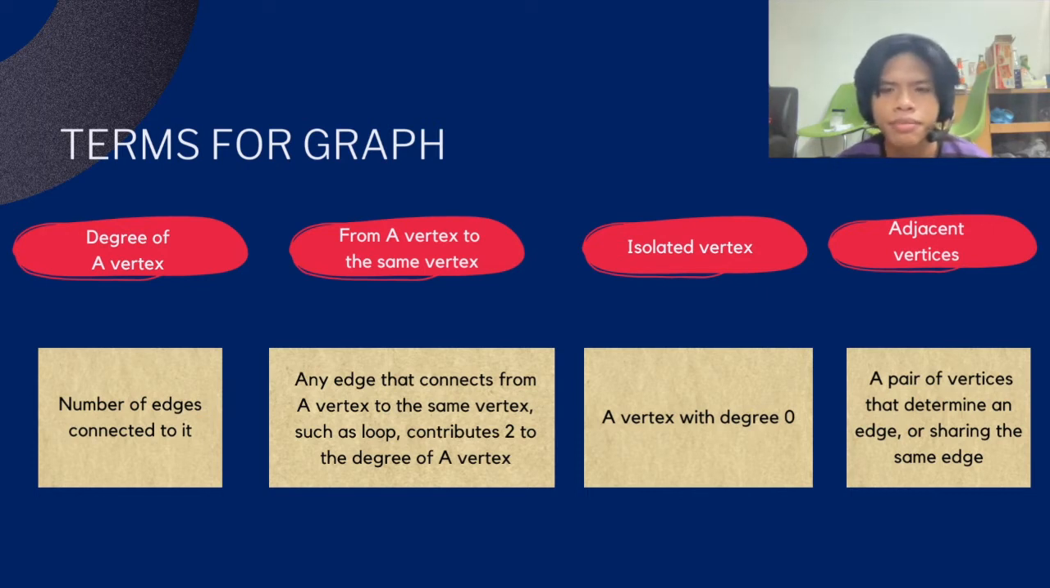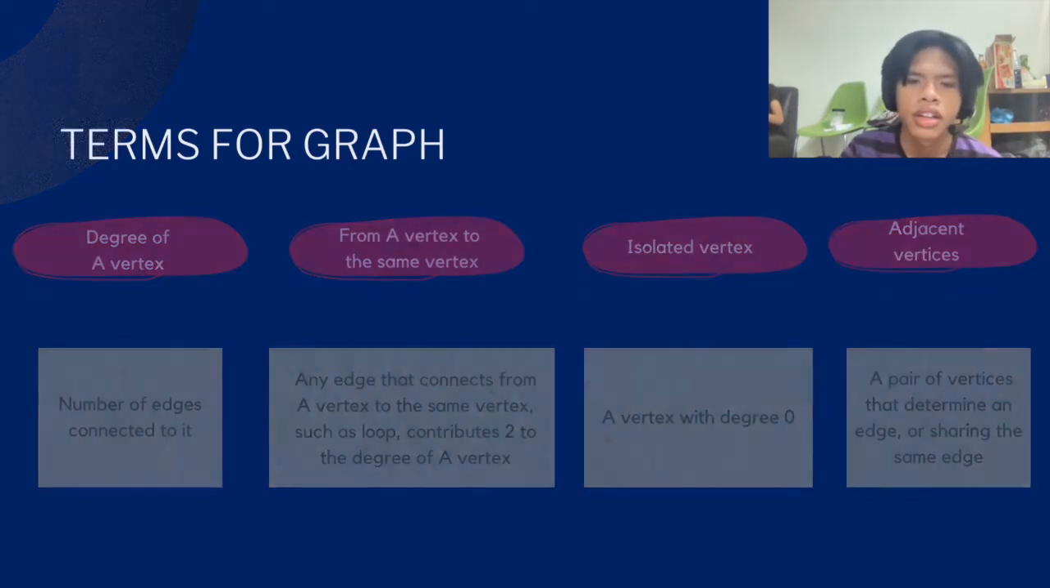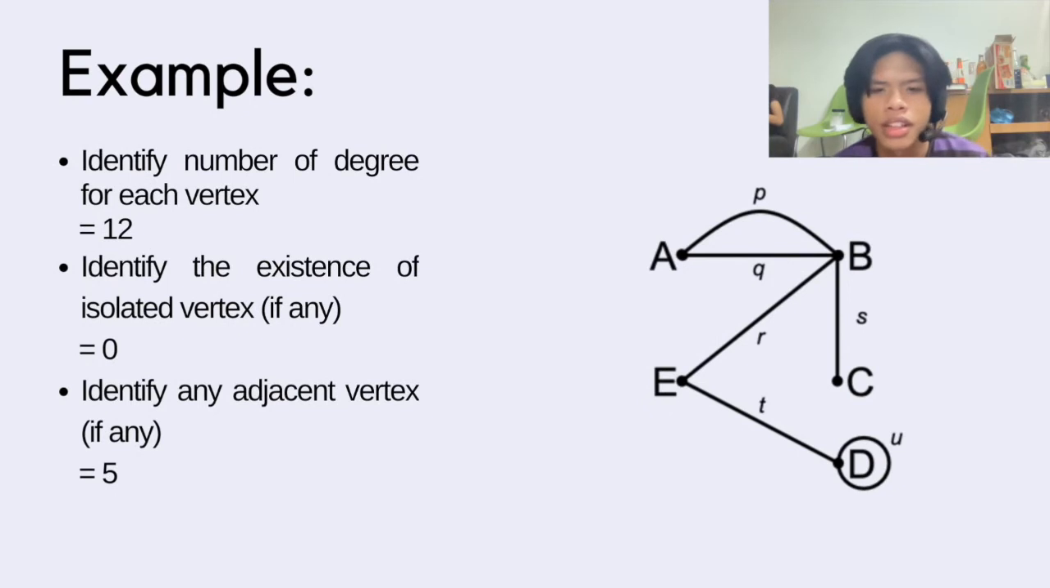And the next one is the adjacent vertex. An adjacent vertex is a pair of vertices that determine an edge, or sharing the same edge. For the example, the number of degrees for each vertex in this graph is 12, the number of isolated vertices is 0, and the number of adjacent vertices in this graph is 5.